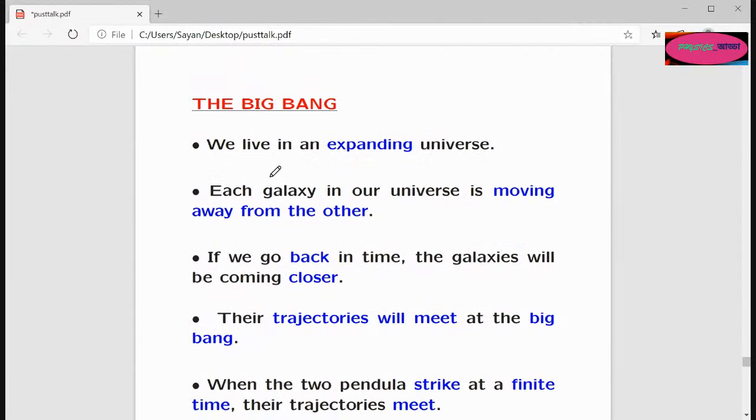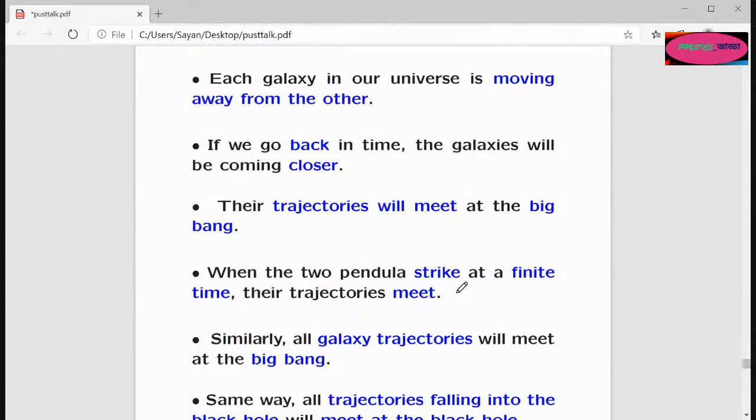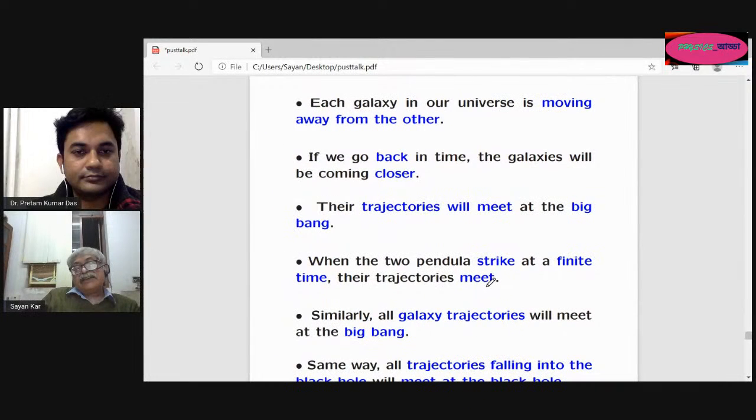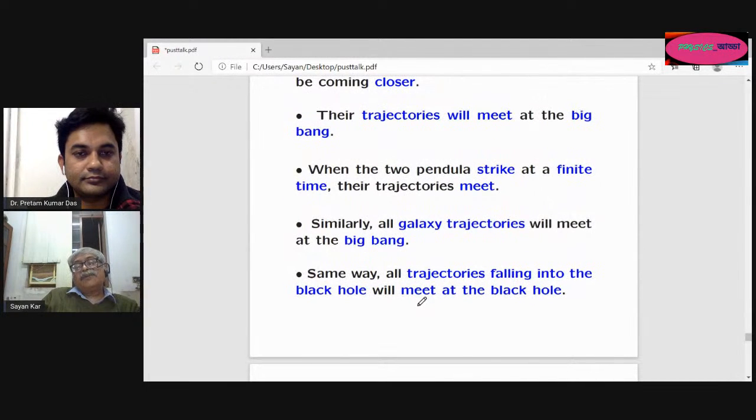So, in the Big Bang, for instance, we live in an expanding universe. Each galaxy in our universe is moving away from each other. We know that from Hubble's law. If we go back in time, the galaxies will be coming closer to each other, and therefore the trajectories will meet at the Big Bang, which is something very obvious. It's the same thing if you have two pendula which strike at a finite time: their trajectories also meet. Similarly, all galaxy trajectories will meet at the Big Bang, and in the same way, all trajectories falling into the black hole will meet at the black hole, where there is a strong gravitational field. So what is happening?